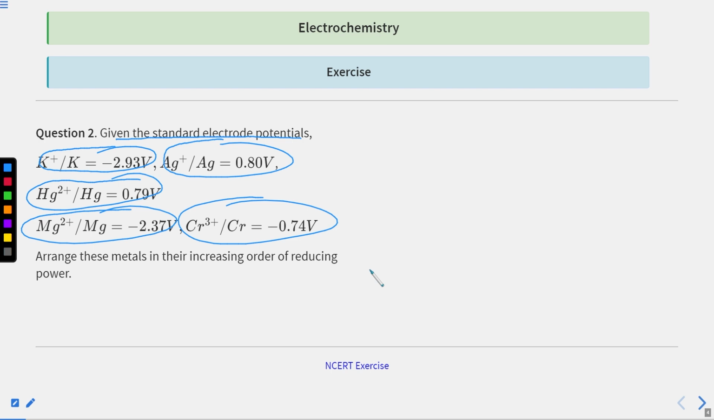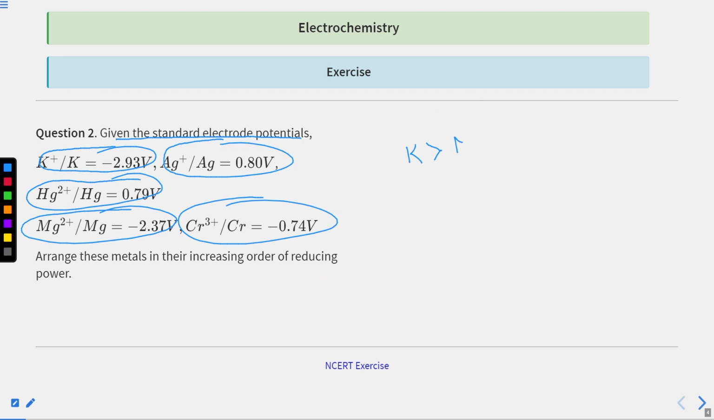So we have to arrange the metals, so I'm writing the metals. Which one has the least value of reduction potential? If you see here, there are three negatives: K plus to K, Mg2 plus to Mg, and Cr3 plus to Cr. But the least one is the K plus to K, right? So potassium will have the least value of reduction potential, so it will have the greatest oxidation potential and hence the highest reducing power. So it is potassium. Then after that, we have a negative value of Mg.